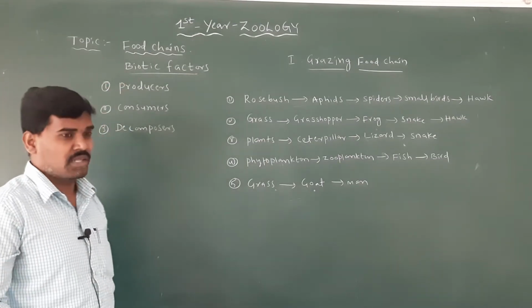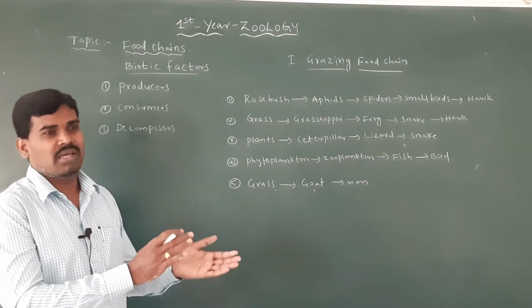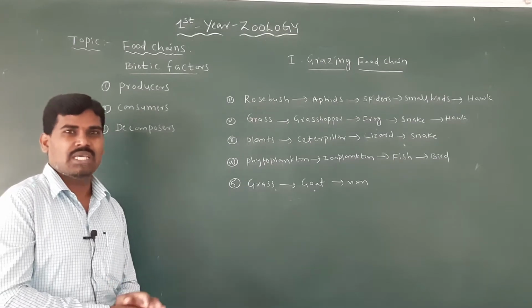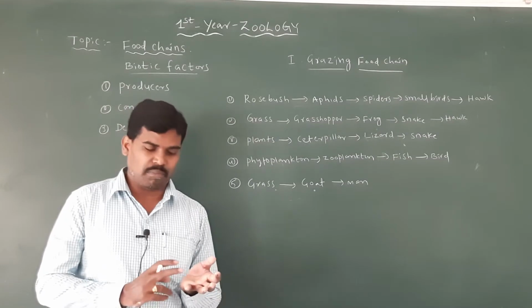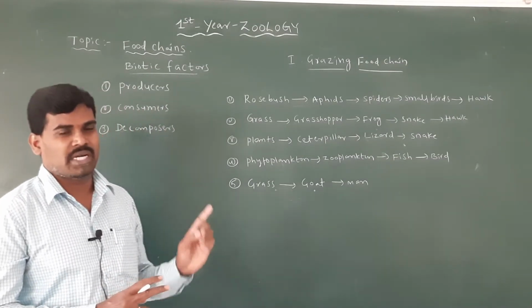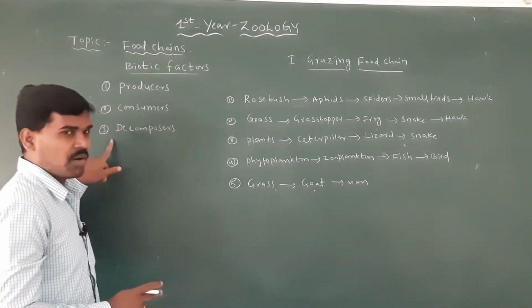For food chains, first of all, the ecosystem, the structural and functional unit, and the energy flow from the biotic components to the abiotic components. The abiotic components are temperature, light, pressure, etc. Next, the biotic components, or biotic factors, are producers, consumers and decomposers.